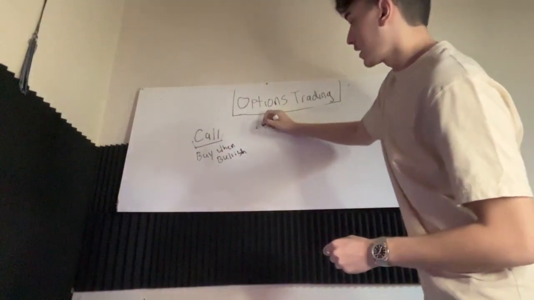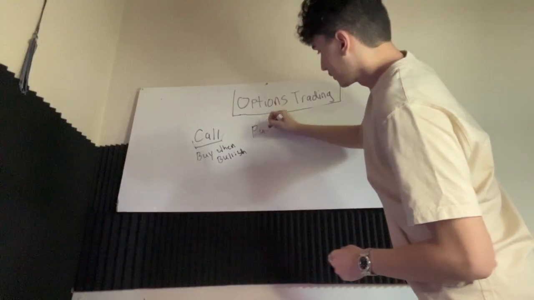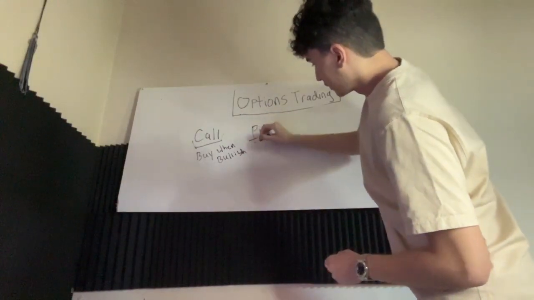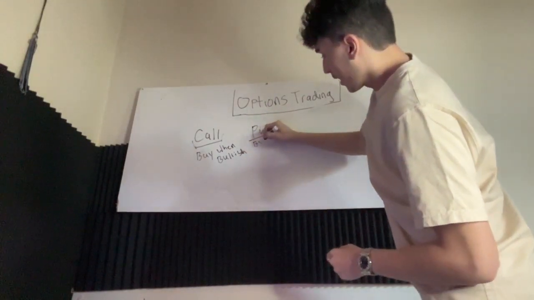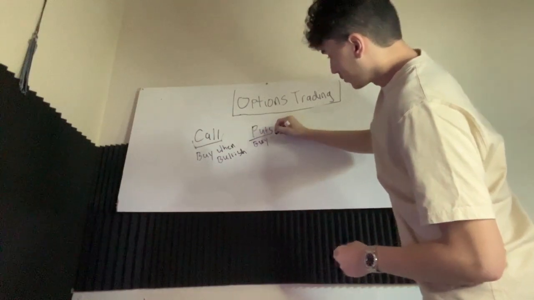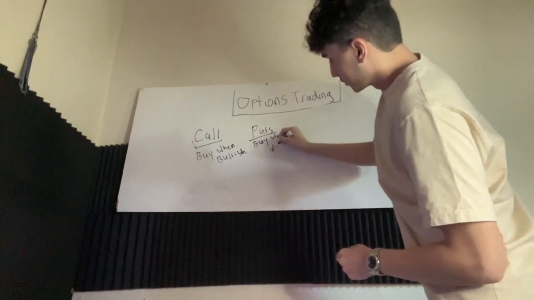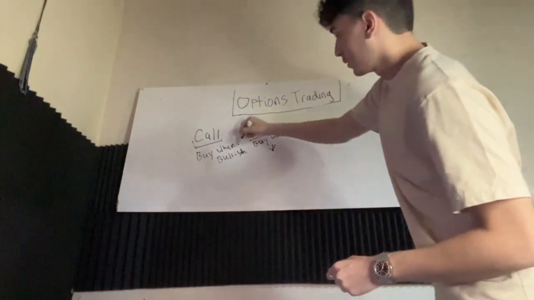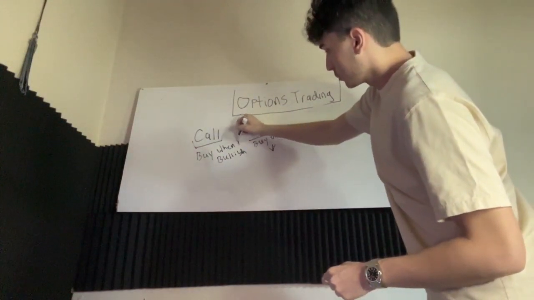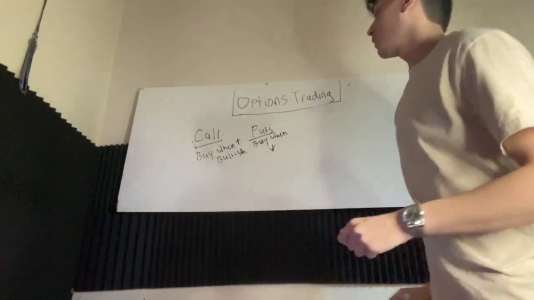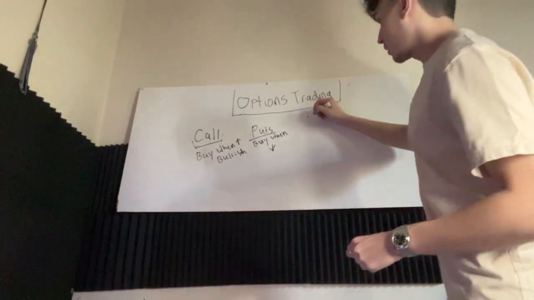And then you already guessed it. We have our puts. And then I'm just going to put buy when bearish. I'm just going to put a down arrow. I'll put an up arrow here. Boom, boom for bullish.